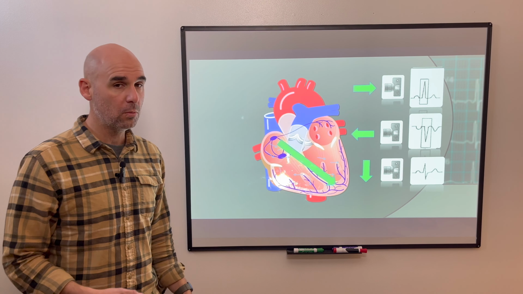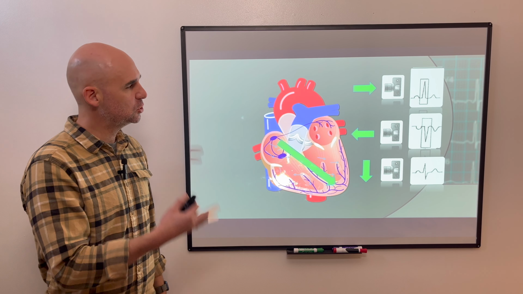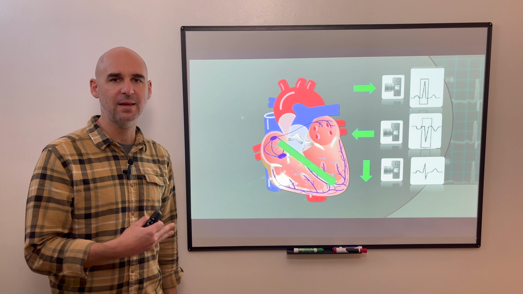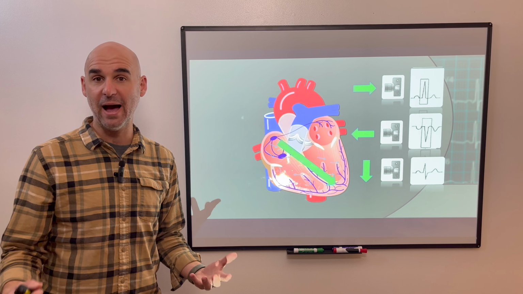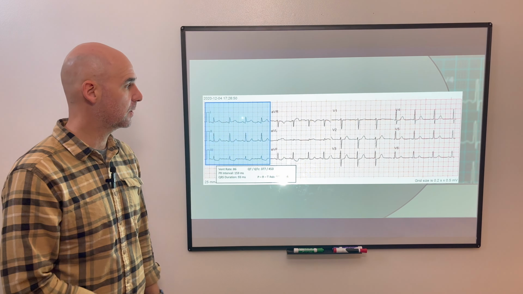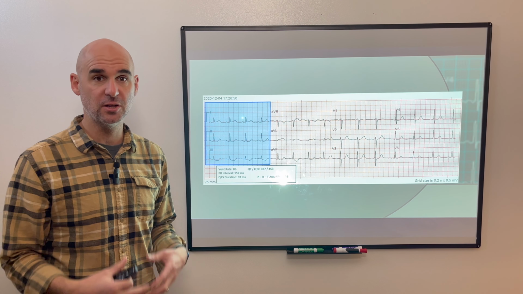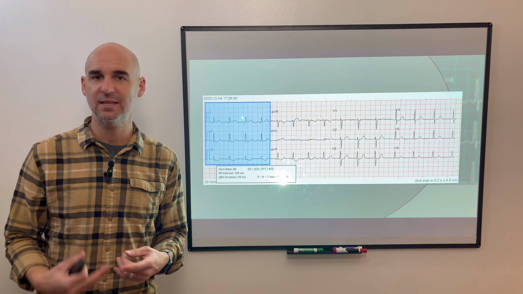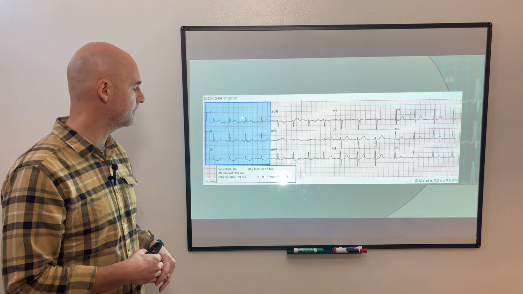Under normal axis, our green arrow that we've been talking about, if it's moving towards our lead, is going to be positive. If it's moving away from that lead, it will be negative. And if it's moving at about 90 degrees, it's going to be biphasic or equiphasic. Okay, so in order to apply this to determining axis, we're going to look at our first three leads: 1, 2, and 3. That's all we need to look at, okay?